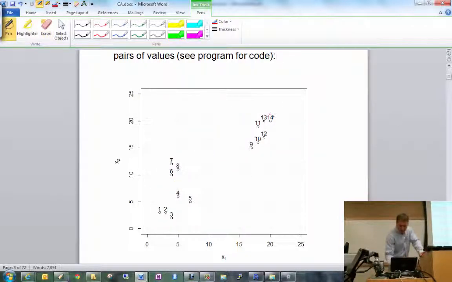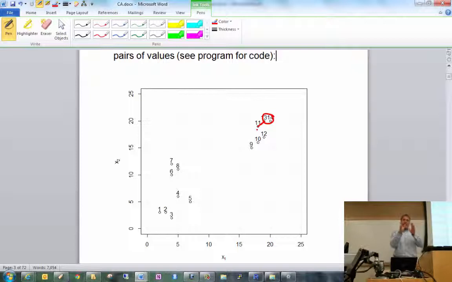So we said 13 and 14 are put together. So now I need to figure out what's the distance between this cluster that has 13 and 14 in it and each of the other observations. What the nearest neighbor method says is, okay, 13 is closest to 11 in comparison to 14 to 11. So the distance between 11 and the cluster that has 13 and 14 is simply the Euclidean distance between 11 and 13 instead of 11 and 14.